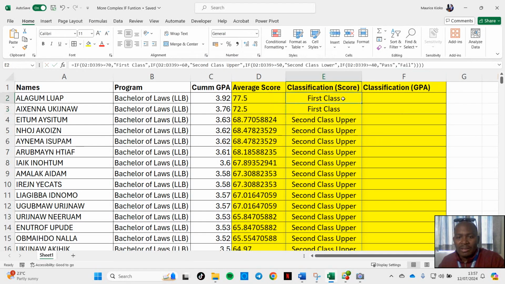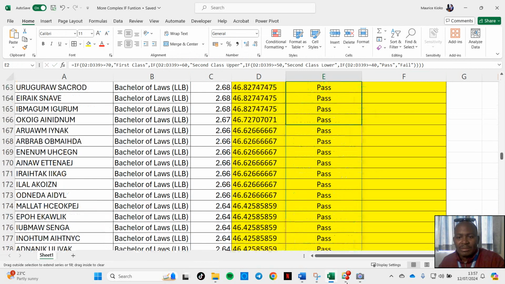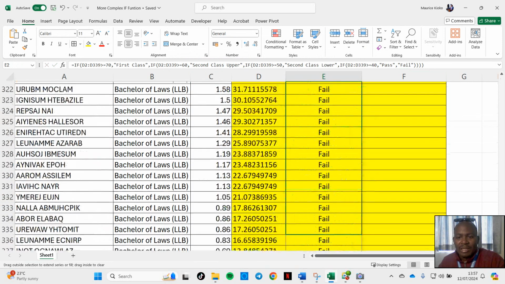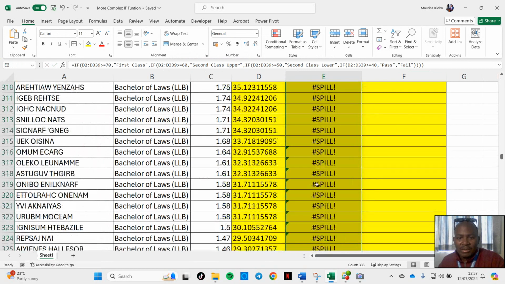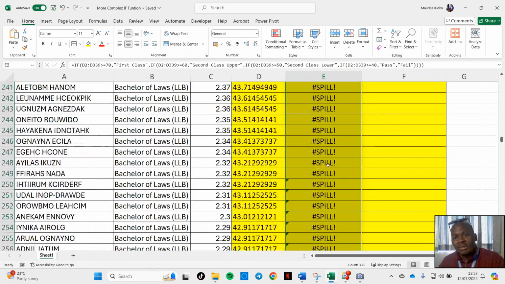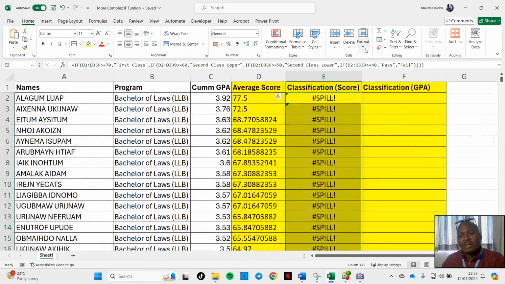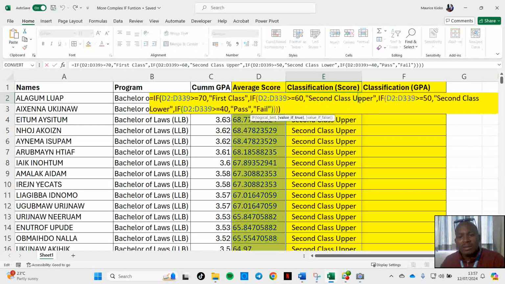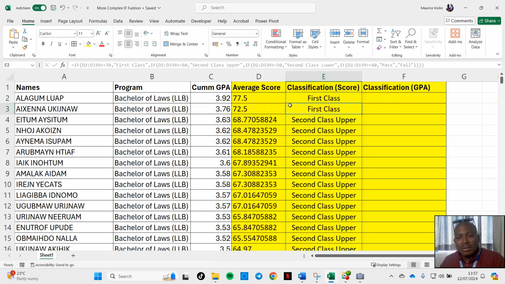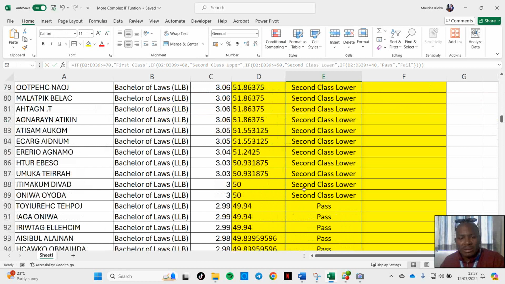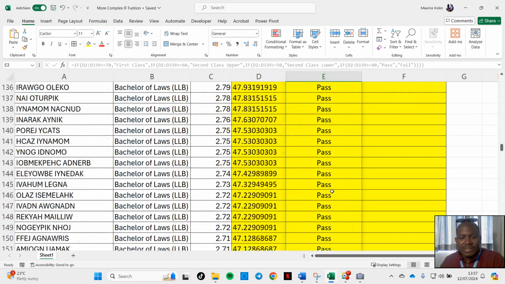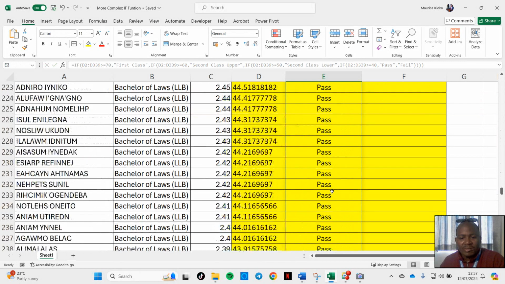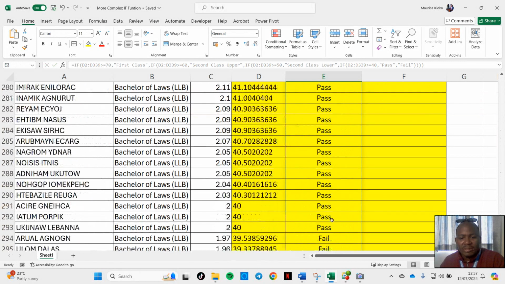So let's see whether it solves, and we just need to look at the 50. If you look at the 50 or 40, oh come on, I think I've made a mistake somewhere. Okay, let's see. Yes, it is now working. 50 is at second class, so let's see 40. Anybody who has exactly 40, yes, 40 is a pass.